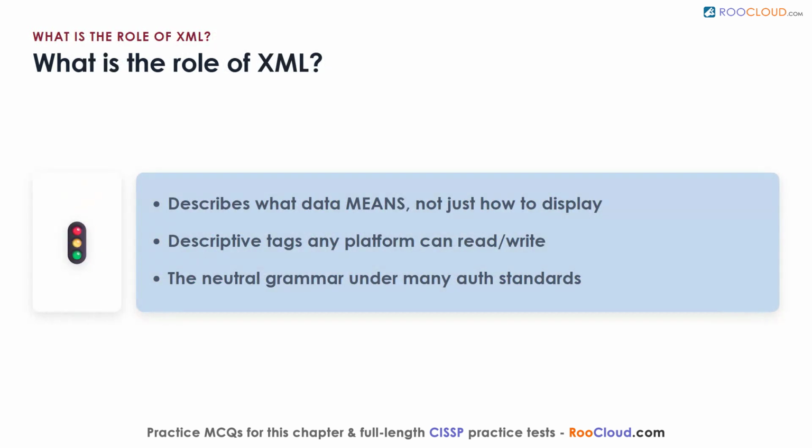Most of these standards speak a shared language first. What is the role of XML here? Extensible markup language does more than format data for display. It describes what the data actually means, wrapping each value in a descriptive tag. Because vendors from many systems can read and write it, XML became a common tongue for exchanging information. Several of the authentication standards you will meet are built on dialects of XML rather than the raw form. Think of it as the neutral grammar that lets different platforms understand one another.